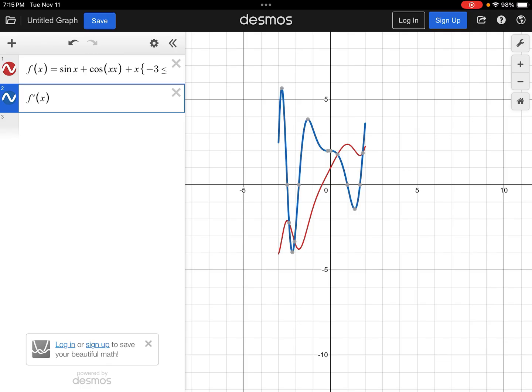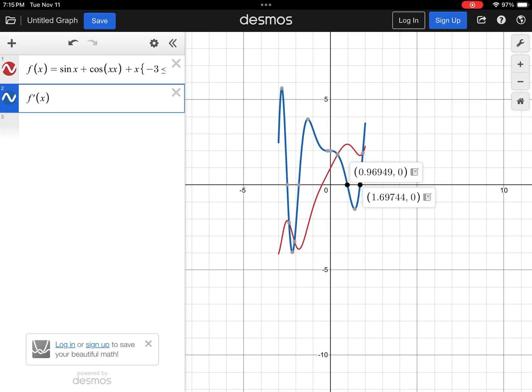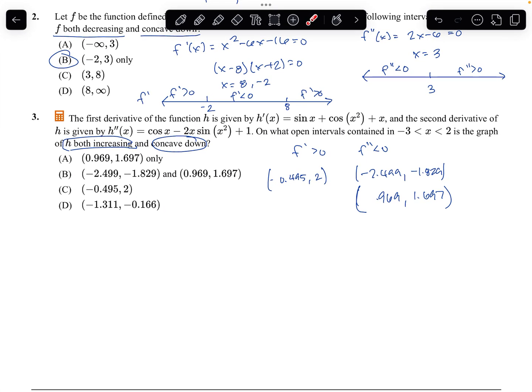But we said that it has to be positive. So that's pretty much going to get rid of everything on the left side. And then I think it's going to be between here and here. In between there, it's where the second derivative is below the x-axis, and in that interval, the first derivative is above the x-axis. So I think that meets our definitions right there. So just keeping that in mind, 0 and 1 point. So the answer is A.